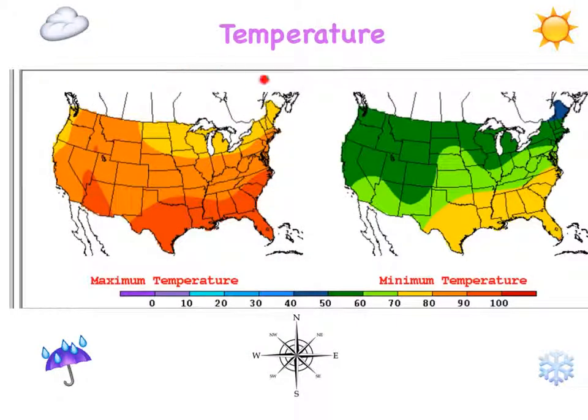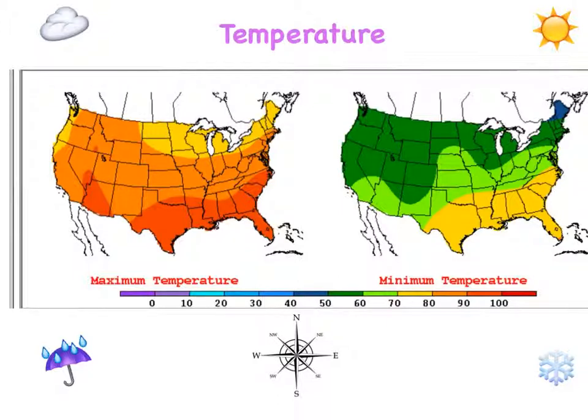Now moving on to temperature. As you can see, the maximum temperature map, all the states on the south coast and Arizona are 90 to 100 degrees. That is your high for today. In the middle of the United States, your high is going to be in the low 90s. That is the orange. And in the northeast and northwest, your high is going to be in the 70s, which is the yellow.